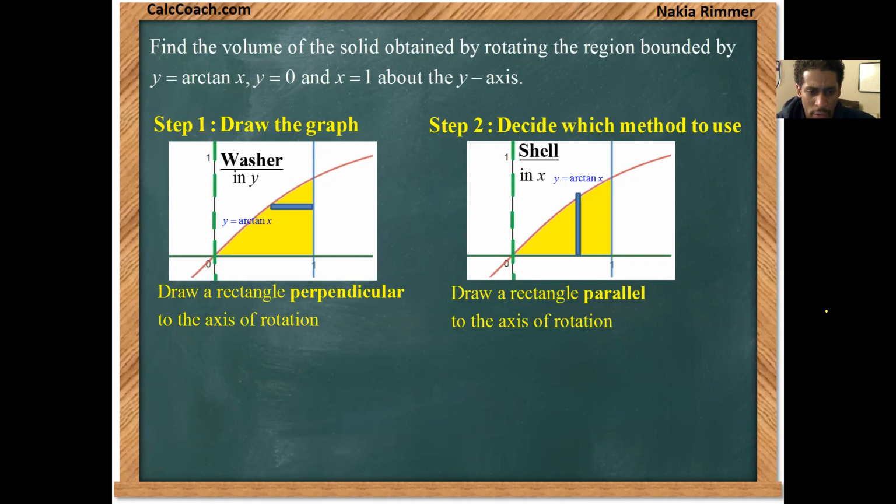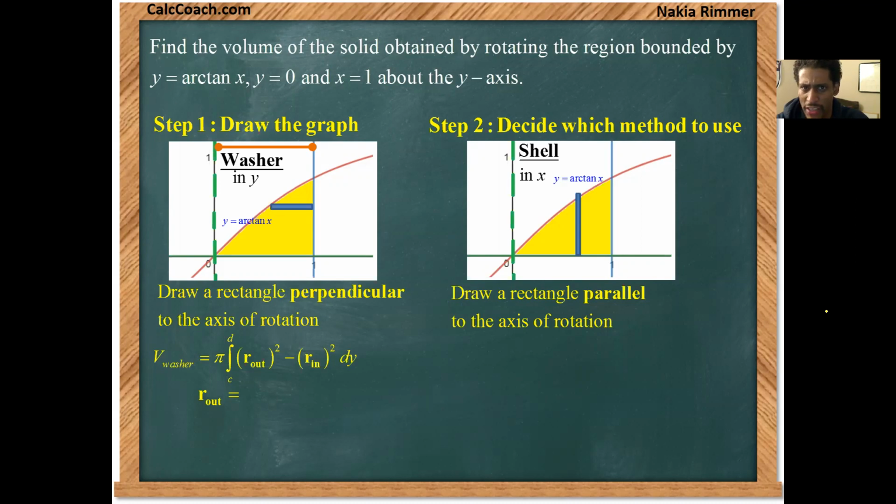So what are you looking for in washer? In washer, the formula is you take the outside radius and square it, take the inside radius and square it, and then integrate that with respect to y in this case. So what would be the outside radius? The way you get the outside radius is you draw a line that goes from the axis through to the end of the rectangle. And so that orange distance there is to denote the outside radius.